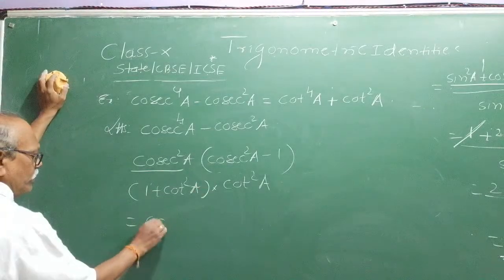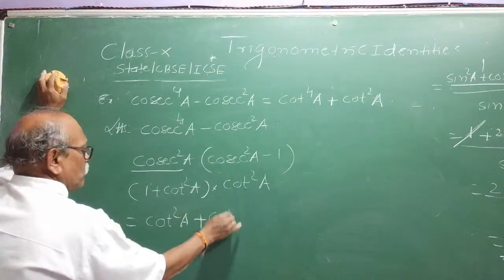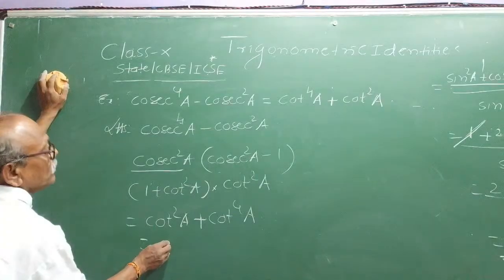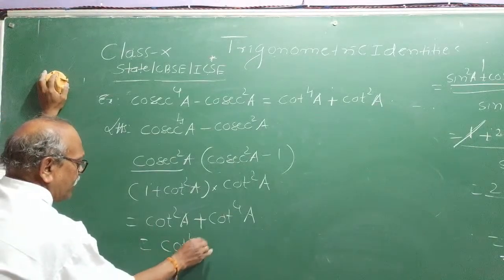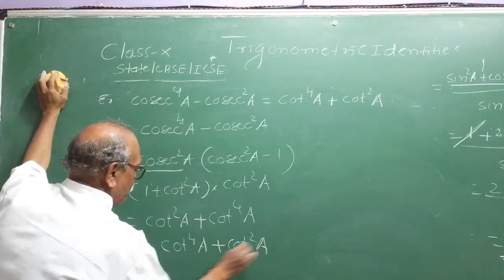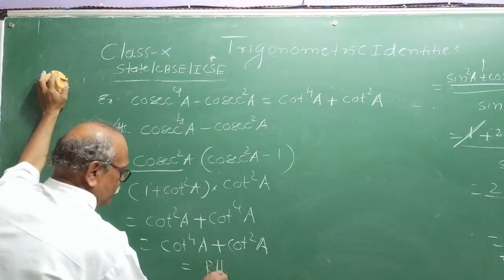Cot square a into 1, cot square a, plus cot square a into cot square a becomes cot raised to 4a. Very simple and easy problem. You can rearrange it and write it as cot raised to 4a plus cot square a. That is equal to RHS.